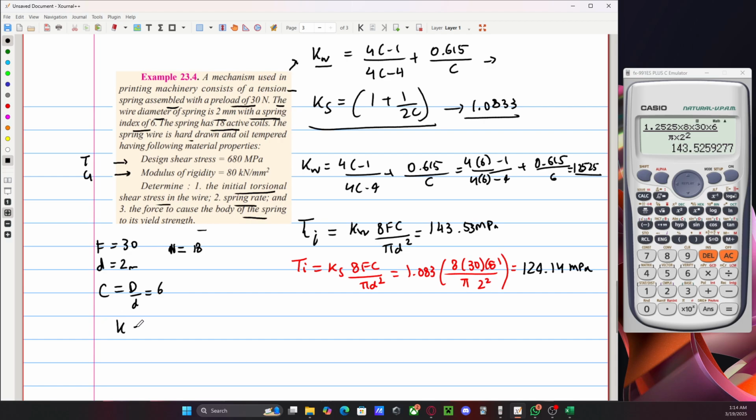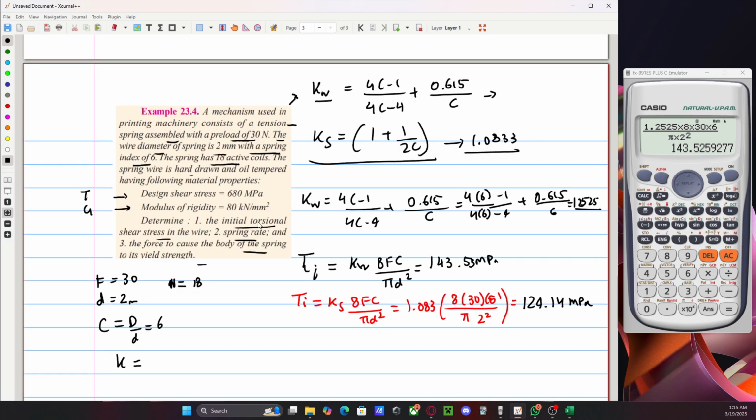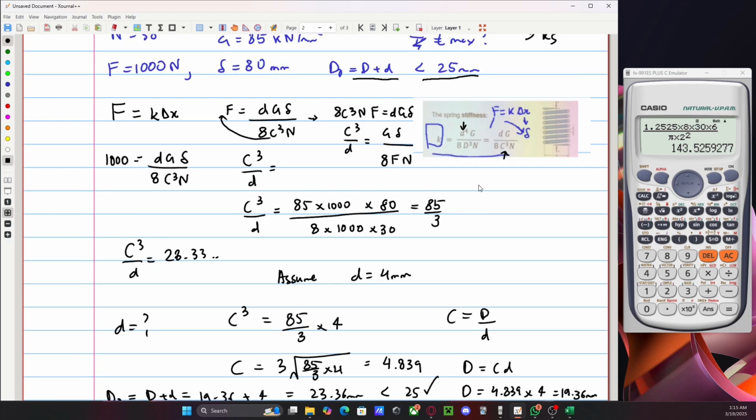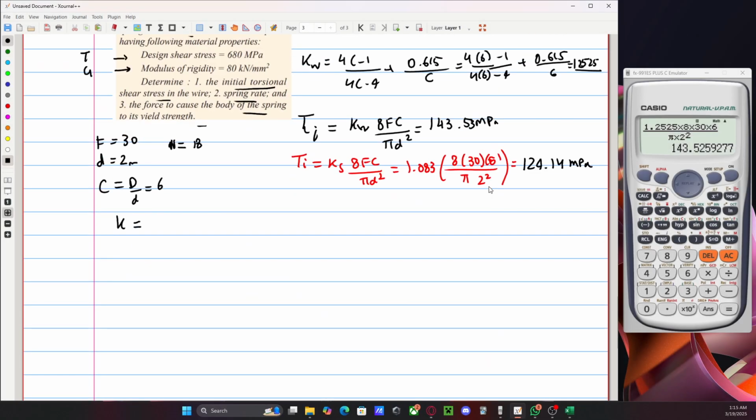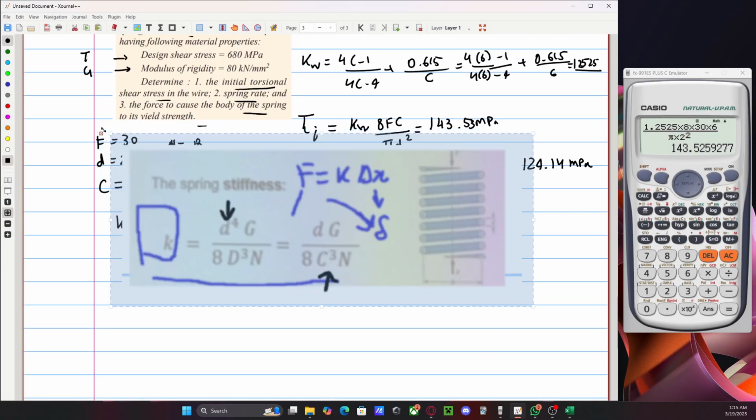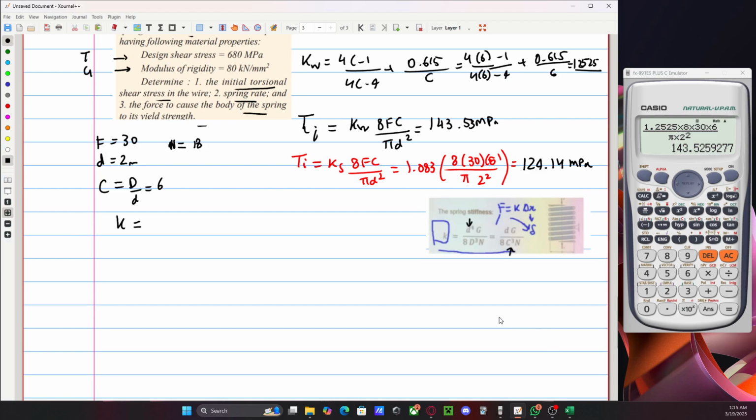Because we know K is equal to what? K is equal to over here. So let me see if I can just copy this again. So let's bring this down here. Control V. All right. So K is just dG over 8C cubed N. Now this will be the same for both of them, so if we use Ks or if we use Kw.